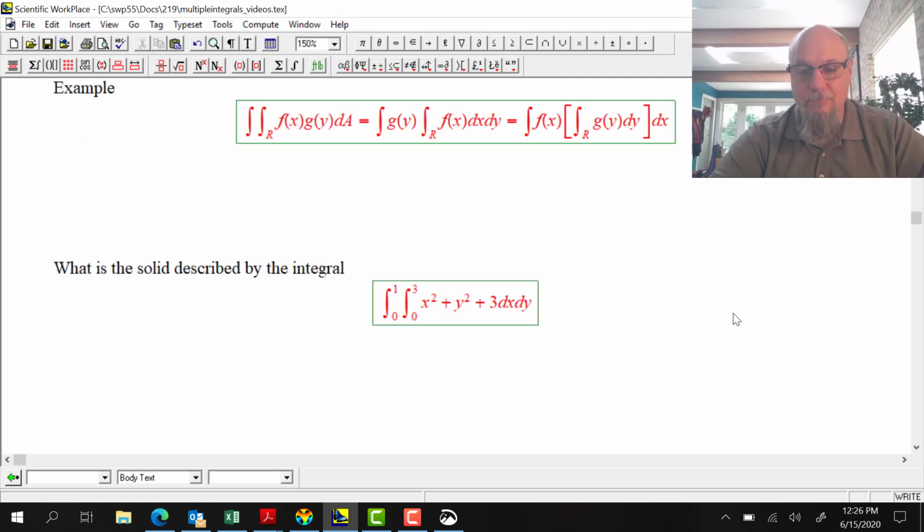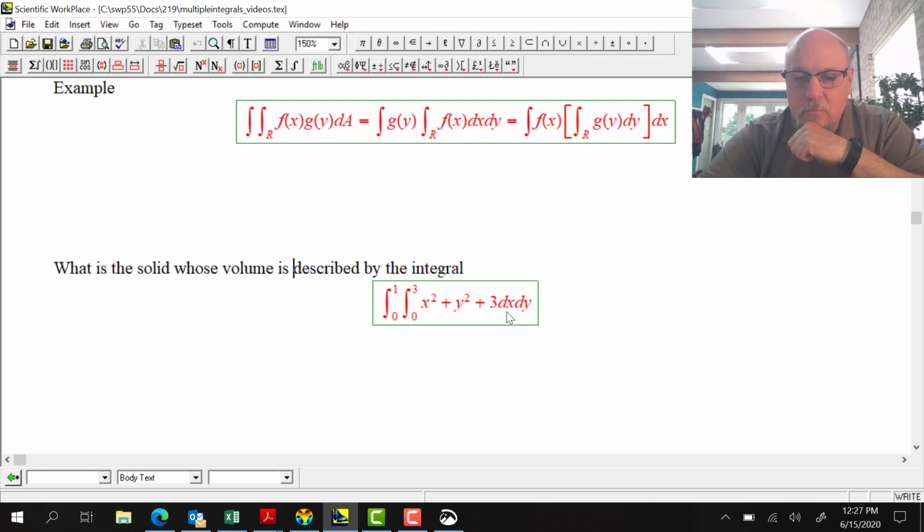One last example. The answer to this is more of a couple of sentences, a verbal answer, because they're not asking me to evaluate this. They're saying, what is the solid whose volume is described by the integral. So the answer is going to be what's the solid. Well, let's take a look here. The x goes from 0 to 3. The y goes from 0 to 1.